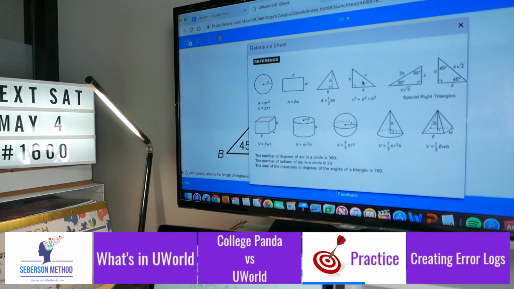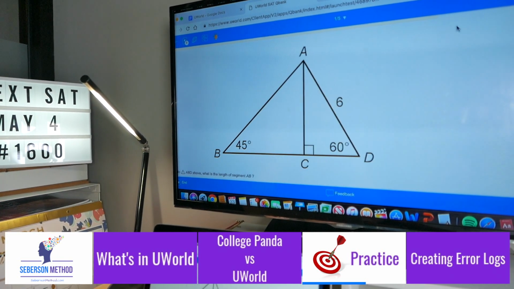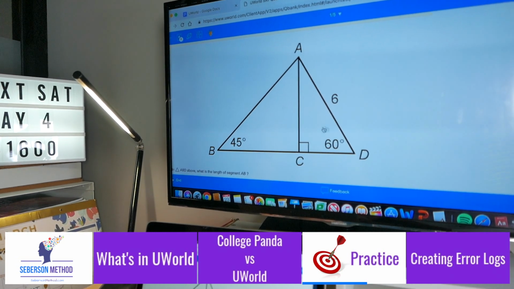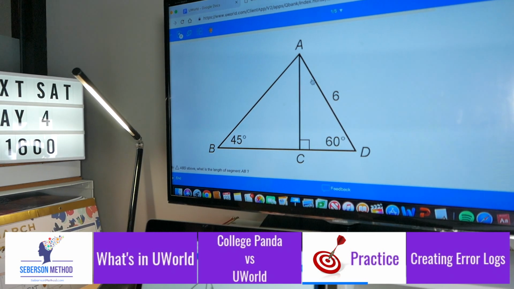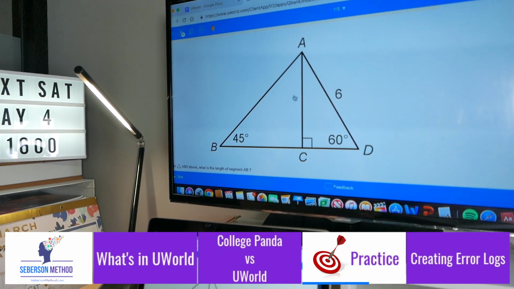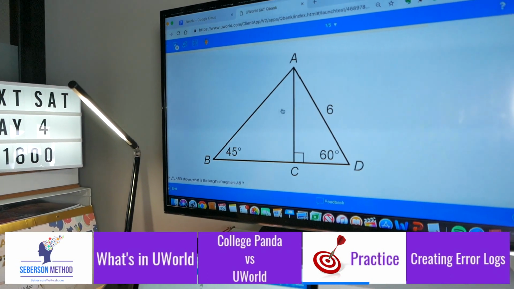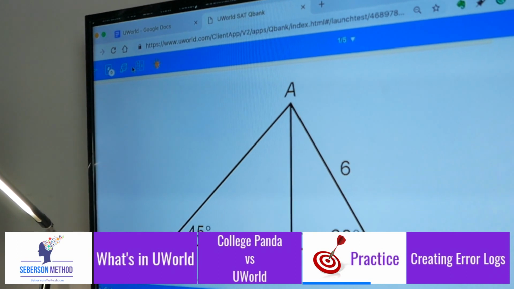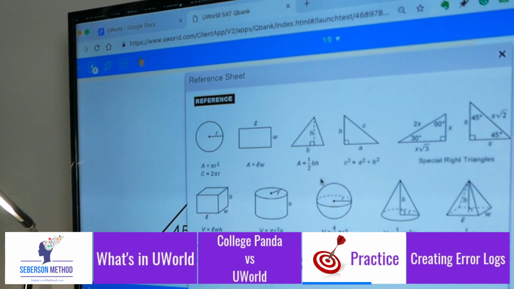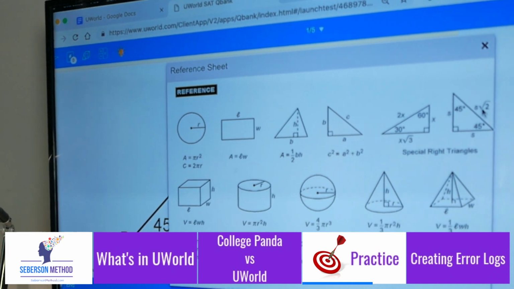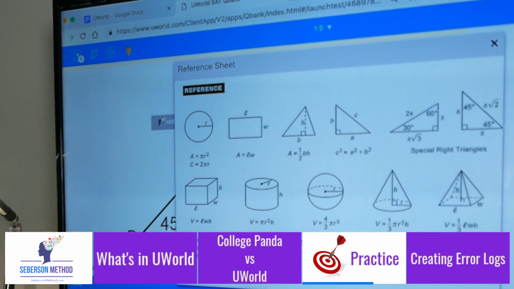So what we have is this line is 6. So therefore, if this is 60, then this is going to be 30. So this one is going to be 3 root 3. This is this side right here. And then that means this side is going to be that. And that means AB is going to be that times root 2.